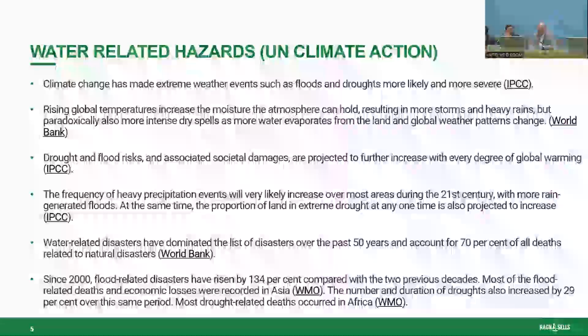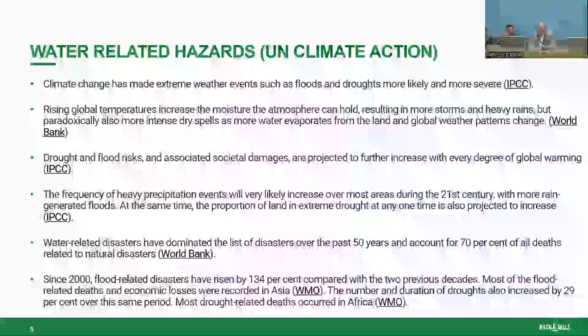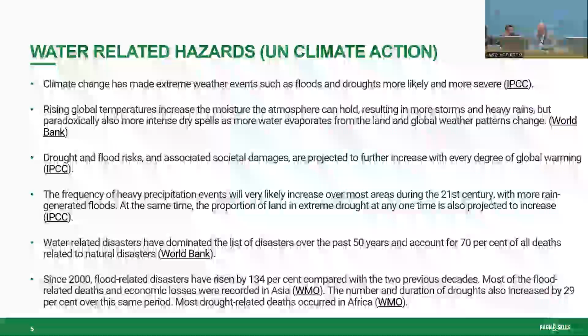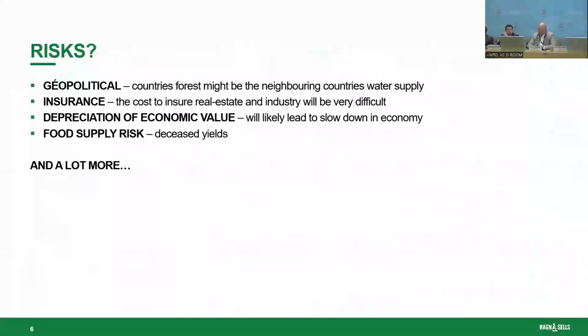Most of the flooding deaths and economic losses were recorded in Asia, and the number and duration of droughts also increased by 29% over the same period. Most drought-related deaths occurred in Africa. So we are in a severe situation, and among the risks that are really important to stress, we know that many of the water-related systems where we get our fresh water from have geopolitical tension, meaning that many areas are dependent on other countries' land management, how they are using forestation or deforestation.